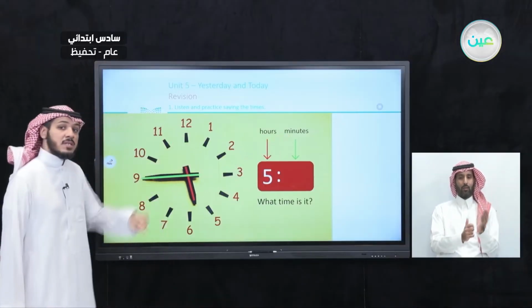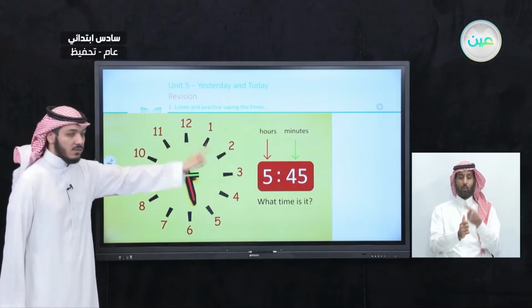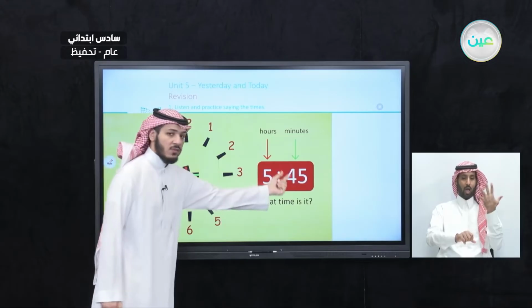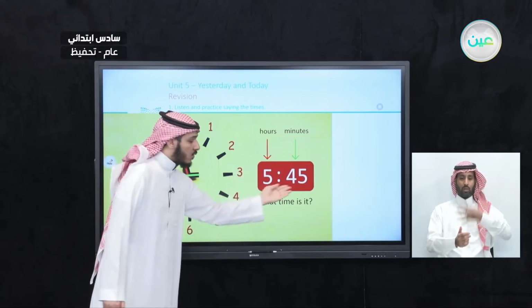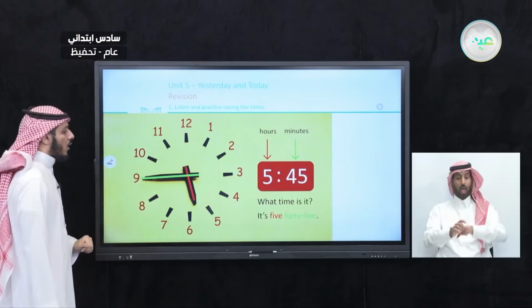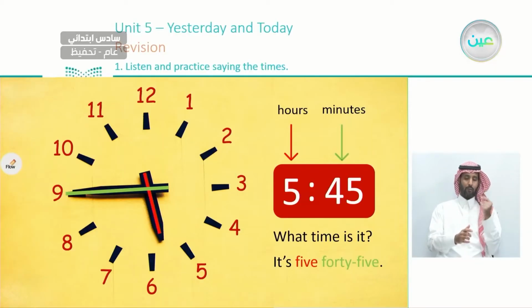Okay, and the minutes here, we have 45 minutes. So what is the time here? It's 5:45. Okay, what does 45 mean? This is for the minutes. So we have 5 minutes, 5 minutes, 5 minutes. So each number contains 5 minutes here. Okay, so it's 5:45. This is the time here.